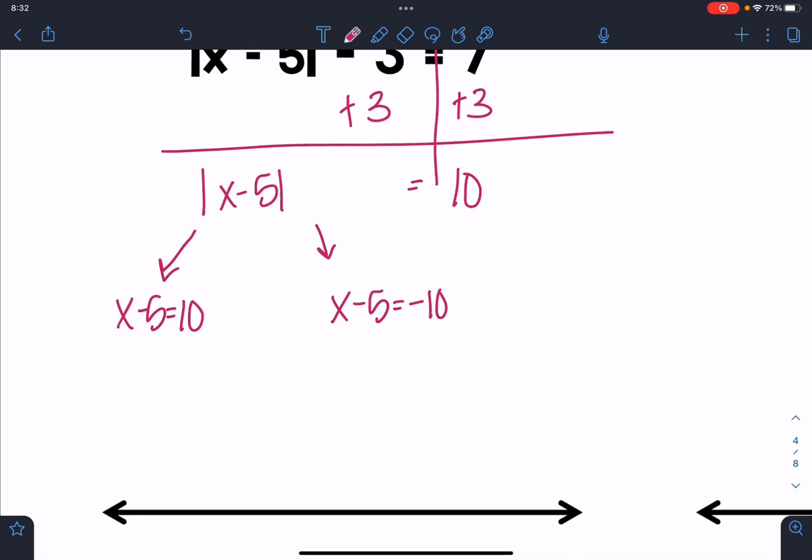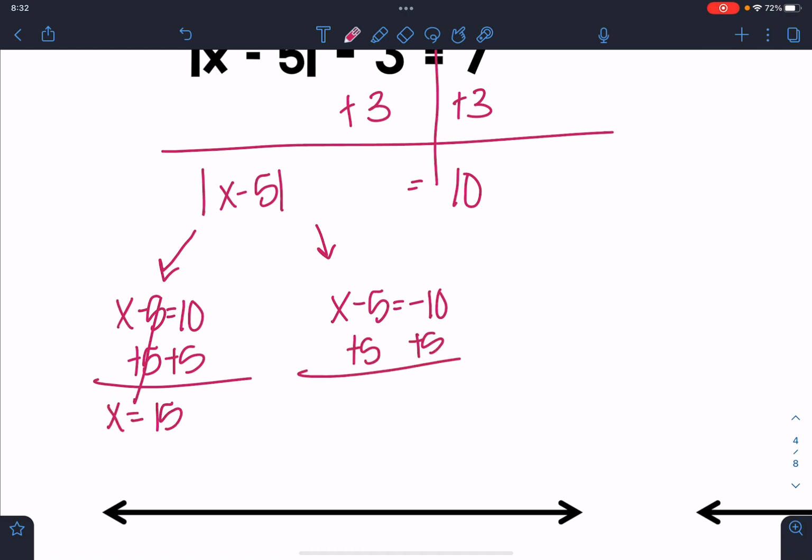And I like these because we can just do the same math to both examples. I'm going to add 5 to both sides. So I get x equals 15. Do the same thing over here, add 5. It's just that now I have negative 10 plus 5, which is negative 5.